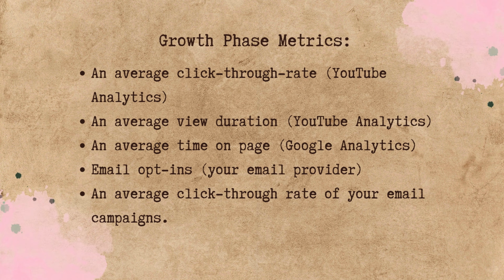Now you can analyze metrics such as an average click-through rate in your YouTube Analytics, an average view duration in your YouTube Analytics, an average time on page in your Google Analytics, email opt-ins, your email provider usually has this data, and an average click-through rate of your email campaigns. At this stage, you aren't just focused on getting more eyeballs on your content. You want to make sure that people actually stick around. Simply getting views isn't going to work anymore, because we want to make sure that we build a long-term relationship with your audience.